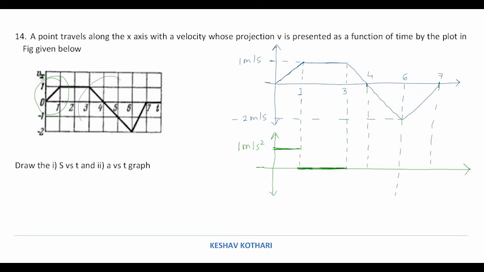Now in this portion from 3 seconds to 6 seconds, the acceleration can be calculated as 3 by 3, that is minus 1 meter per second square. The change in velocity over here is 3 boxes, 1, 2, 3, and over here again we have 3 boxes, 1, 2, 3. So we can say it as 3 by 3, which equals minus 1 meter per second square. So from 3 seconds to 6 seconds, the acceleration is minus 1 meter per second square.